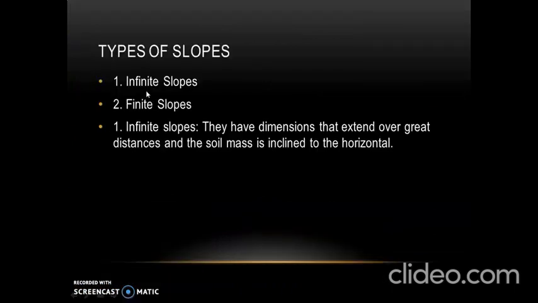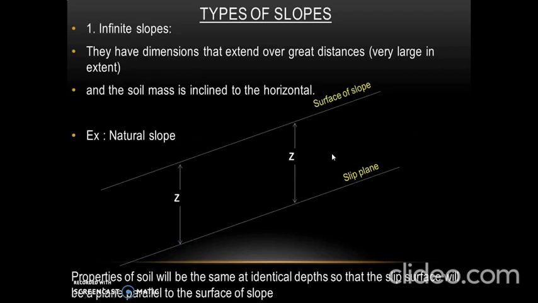There are two types of slopes, which are infinite slopes and finite slopes. Infinite slopes have dimensions that extend over great distances, that is, very large in extent, and the soil mass is inclined to the horizontal. Example for infinite slope is natural slope.